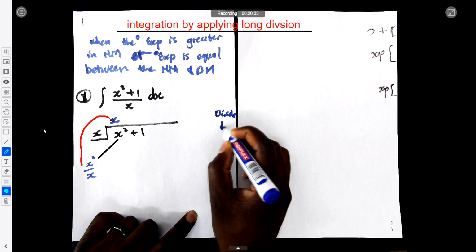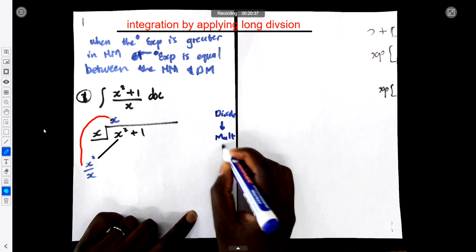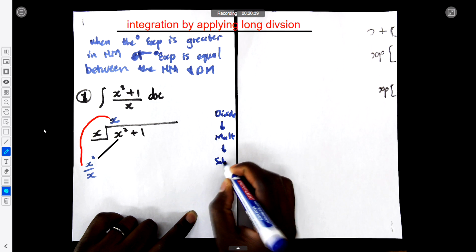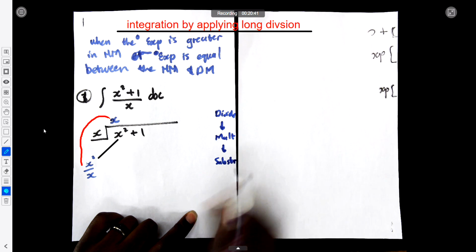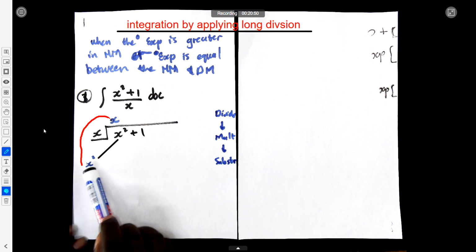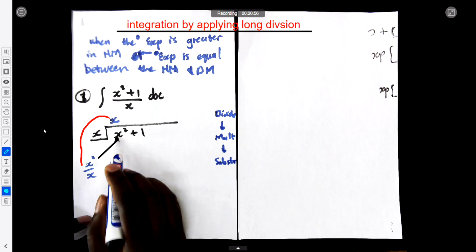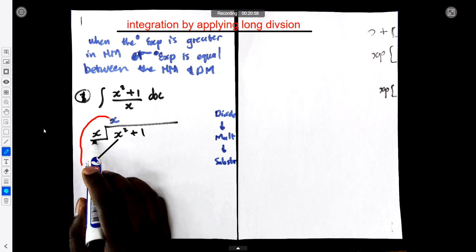From division, we multiply. From multiplying, we subtract. That is the sequence of long division. So we divide, multiply, and subtract. So please, you're not required to write this. It's just for explanation. So you just have to divide x squared divided by x. It's going to be x.